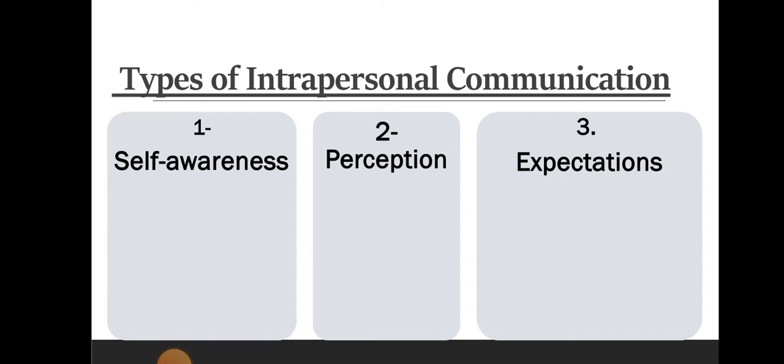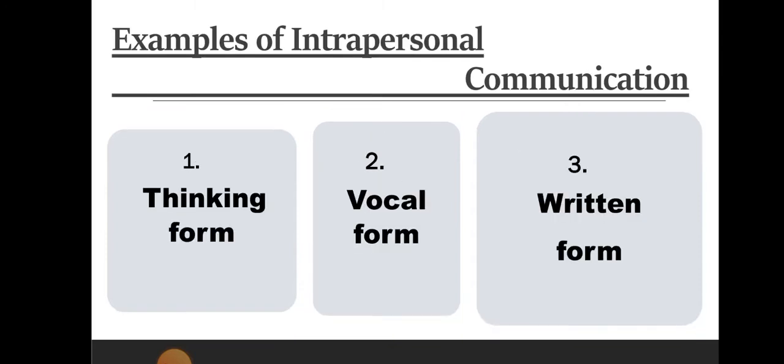Now we will see examples of intrapersonal communication. First of all, we will see the examples related to the first form, which is the thinking form. The thinking form includes thinking as well as dreaming. In such dreaming, both daydreaming and the dreaming we do when we are sleeping are included.